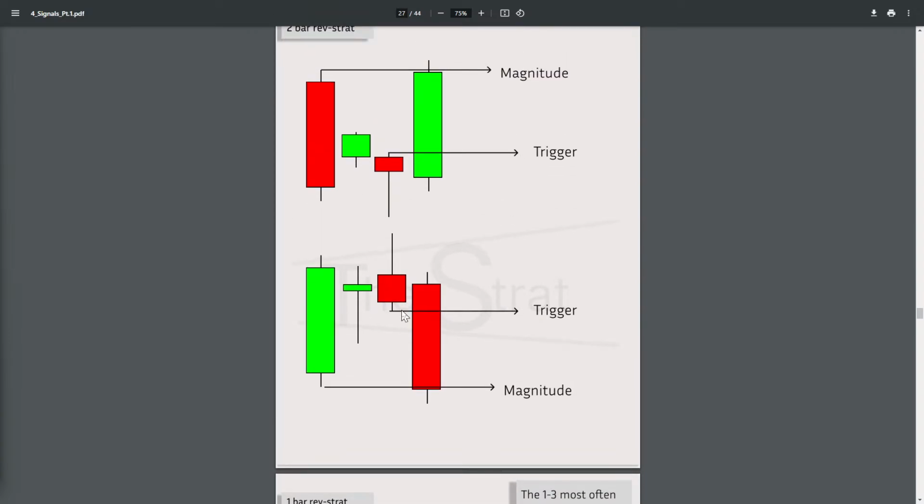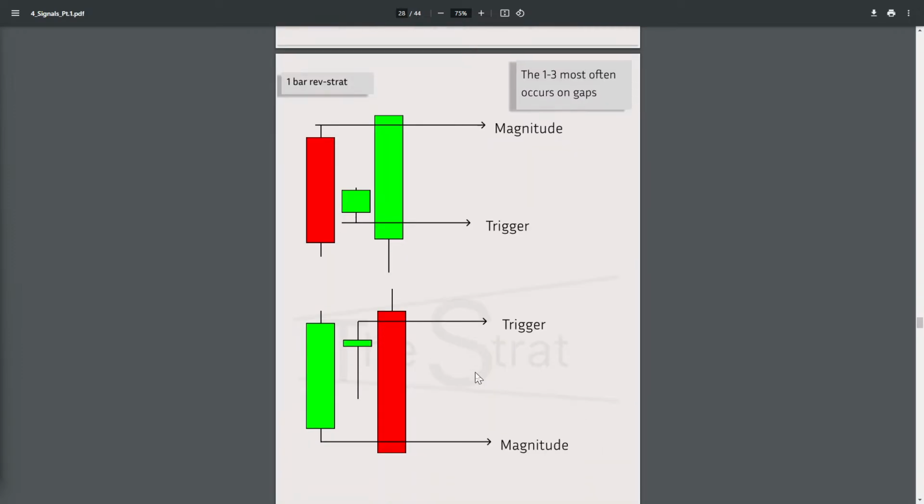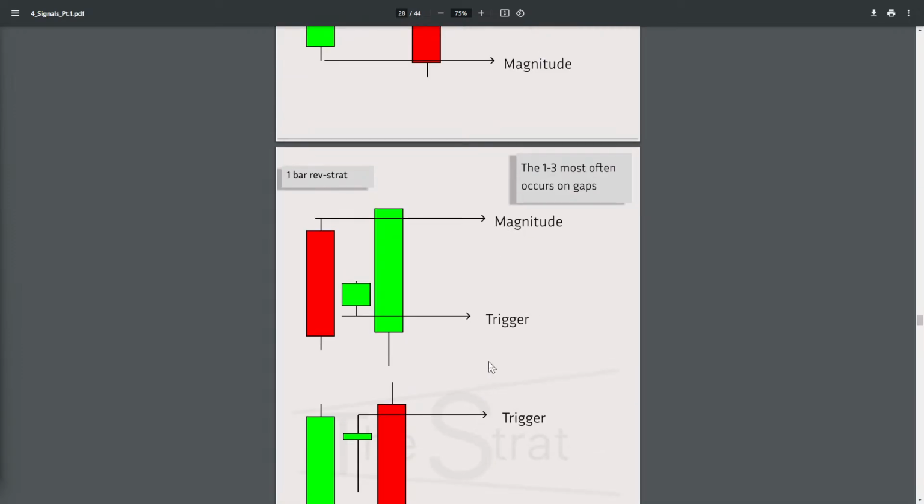Here's a bearish rev strat where we were inside. The consolidation broke to the upside. It did take out the magnitude, fell back through. So we're looking to short here and then what? Become a compound outside bar of the mother bar. So that's where we would enter short. That would be our target. A 1 bar rev strat.